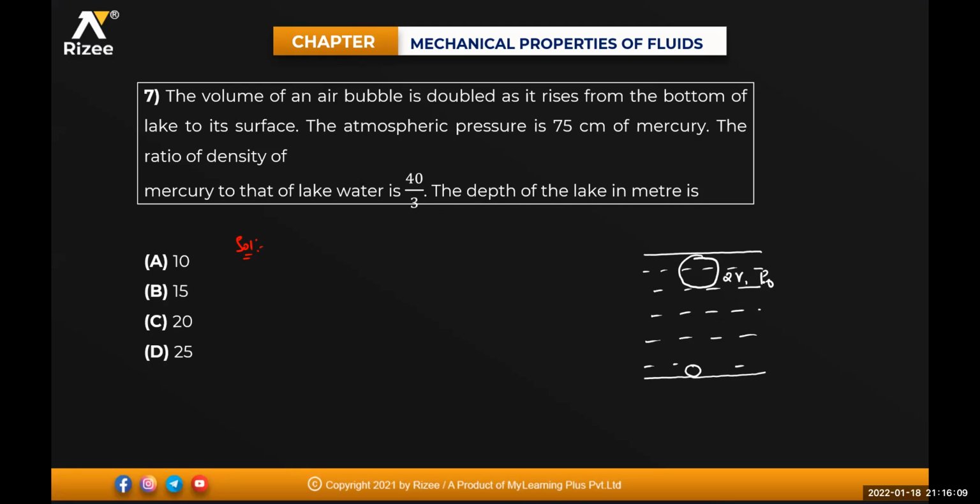The volume of an air bubble is doubled as it rises from the bottom of the lake to its surface. That means if the volume is here V, upper it will be 2V. Atmospheric pressure is 75 centimeter of mercury. The ratio of the density of the mercury to that of the lake is given as 40/3. So this is your height of the lake component. The depth of the lake in meters will be equal to how much?